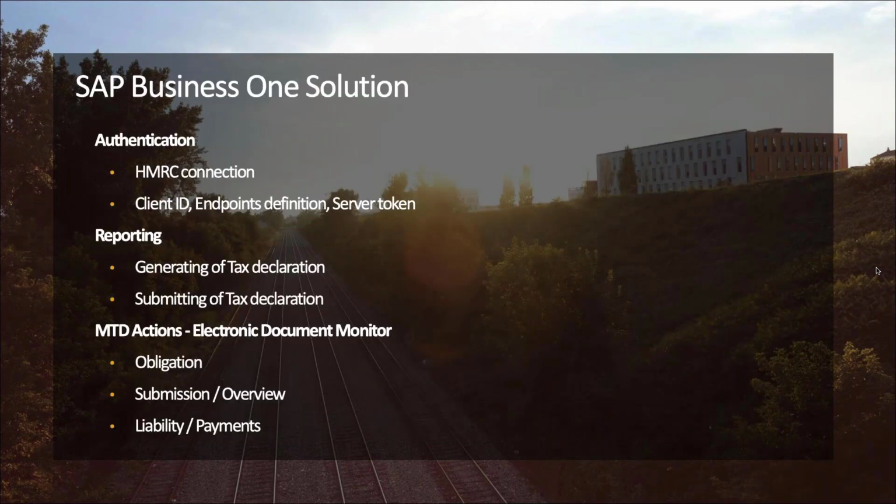So looking at SAP Business One as a solution then, it's got the HMRC connection we've been talking about. It checks your client ID, endpoints definition, and uses server tokens to check that you are the right people contacting them. Reporting has been enhanced. We'll come on to that in a little while. And the actions via the electronic document monitor will show your obligations, your submissions, and all your overviews, liabilities, and payments.